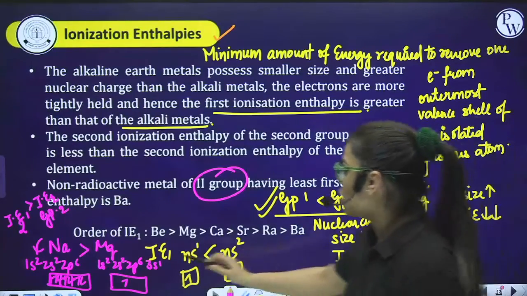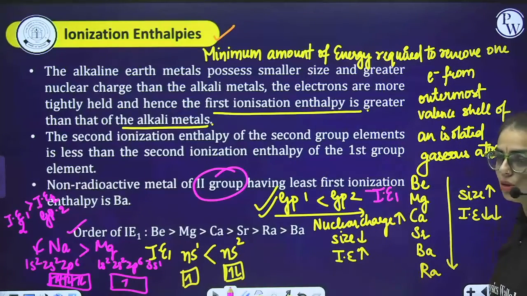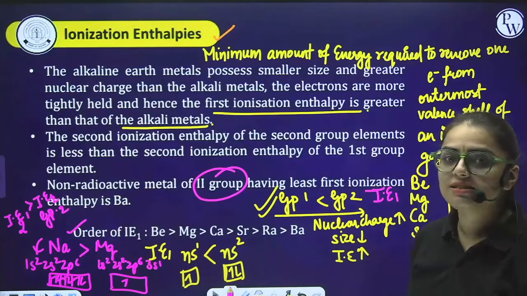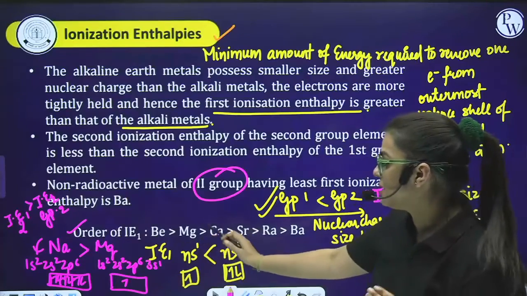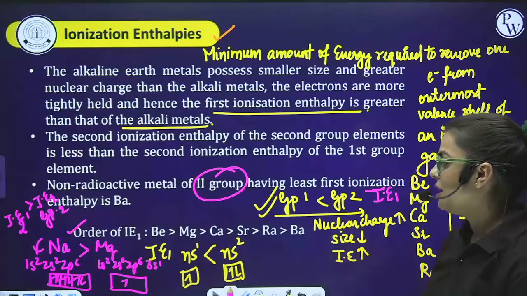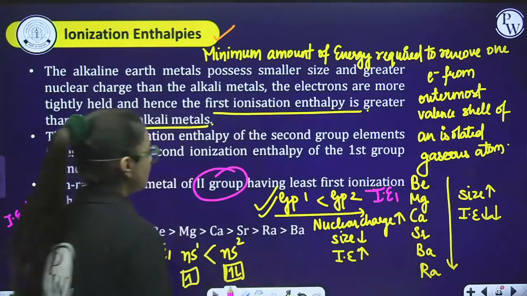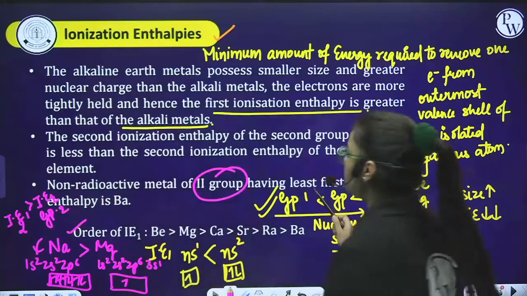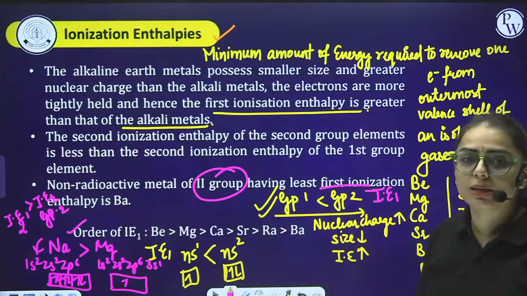Okay. Now this is the order of the first ionization enthalpy. I told you ionization energy will decrease down the group. Size will increase, ionization energy will decrease. Size will increase, ionization enthalpy will decrease. Right, everyone? So beryllium will have highest, then magnesium, calcium, strontium, radium and barium. Okay, clear, everyone? Yes, everyone. But they have told you the least first ionization enthalpy basically is going to be of barium. Okay.